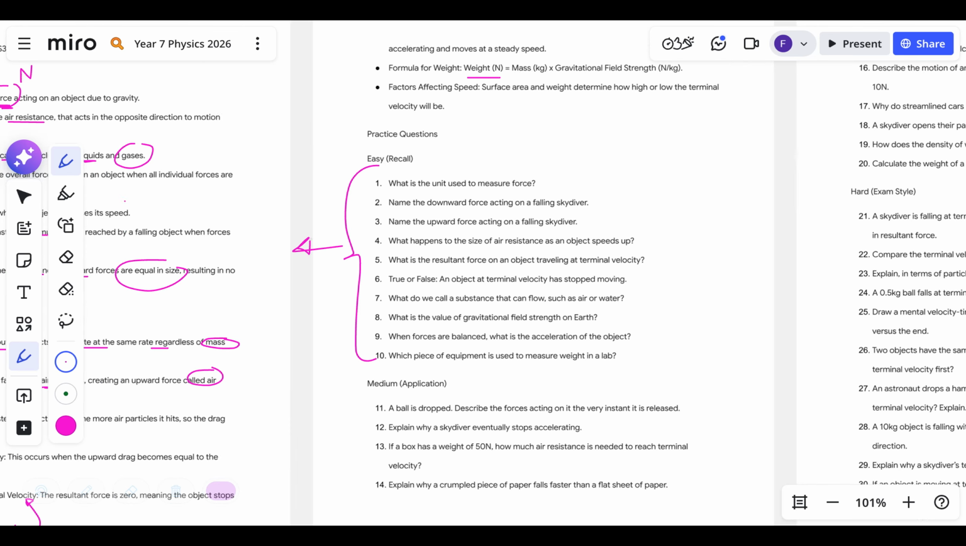One of the biggest issues with students, I don't care if you're year 7, I don't care if you're year 13, is you read it once and think, I know it. No, you don't.